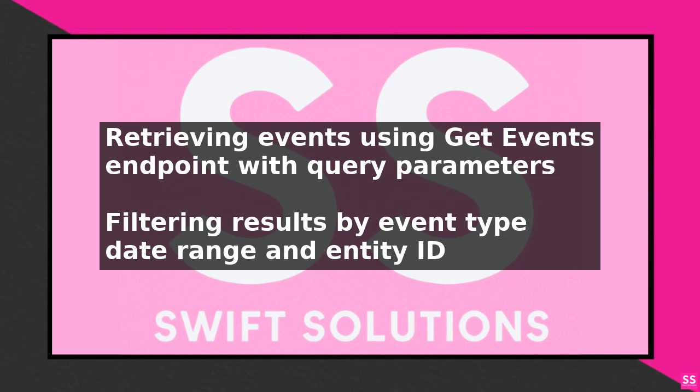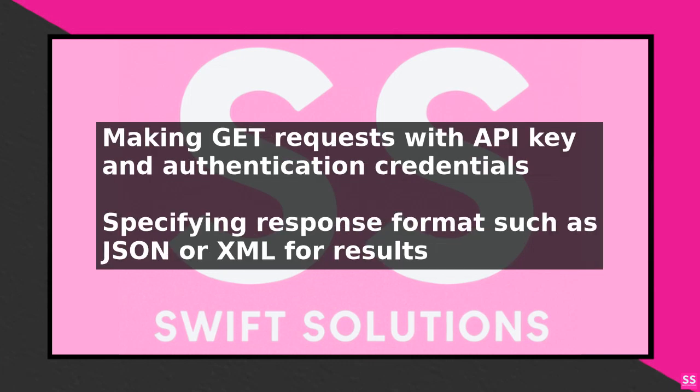This endpoint returns a list of events that have occurred within your account, such as invoice created, payment made, or bill paid. To search the Bill.com API webhook, you need to make a GET request to the getEvents endpoint. You can filter the results by specifying query parameters such as event type, date range, and entity ID. For example, you can search for all invoice-created events that occurred in the last 30 days.